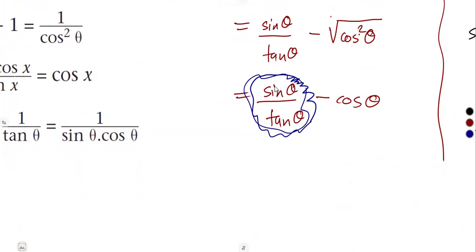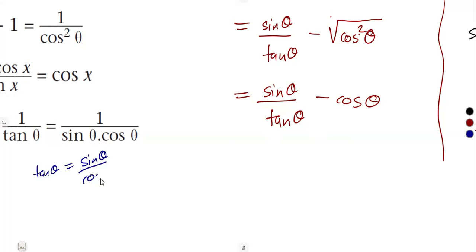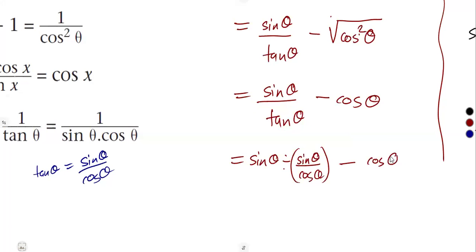There's something hidden here. The tan, remember, it is what? Sine over cos. So there's something that we can bring out here. So it will be like this. It will be the sine of theta divided by, what are we dividing by? The tan, where the tan is what? Sine over cos. So it will be divided by sine theta over cos theta. This is what it means here. Sine divided by tan, so it's sine divided by tan minus the cos of theta.